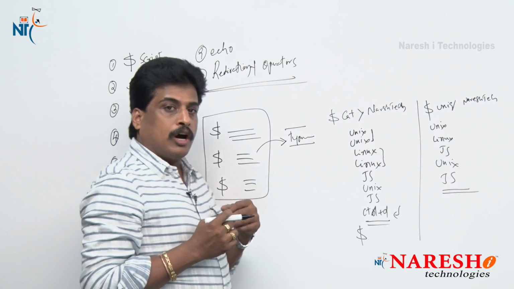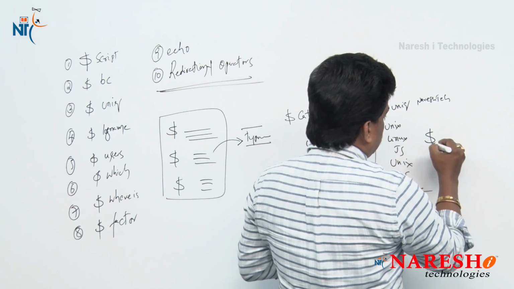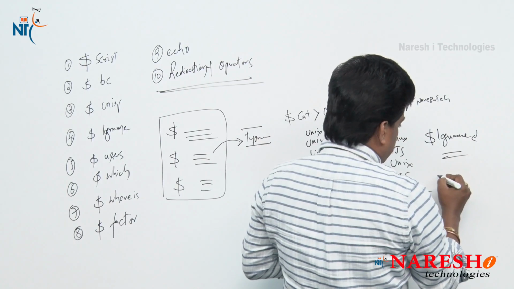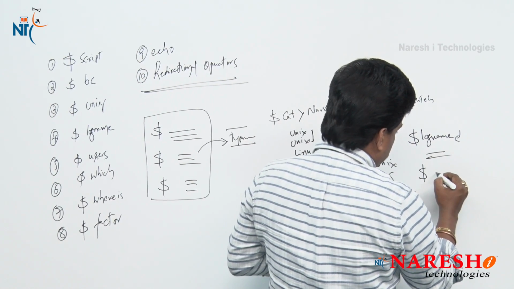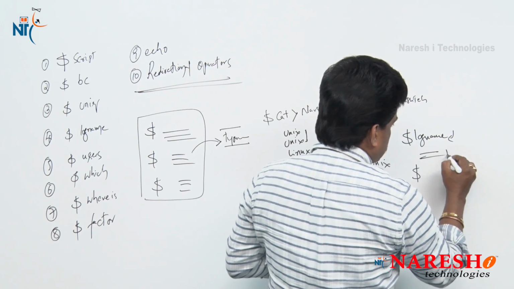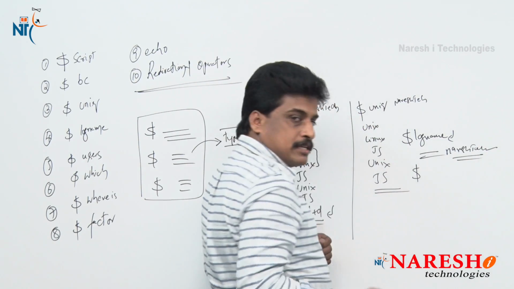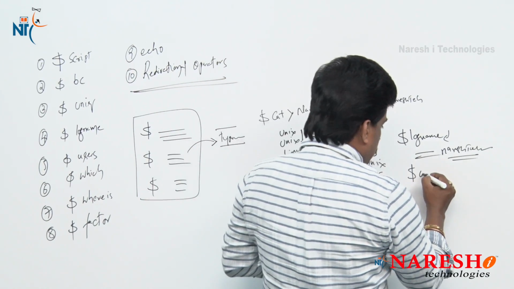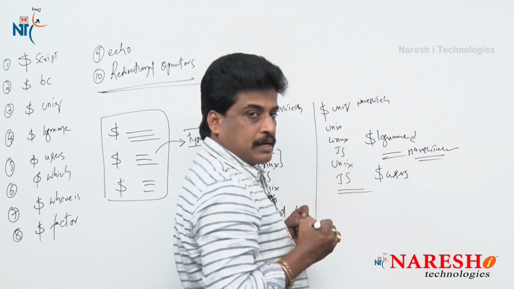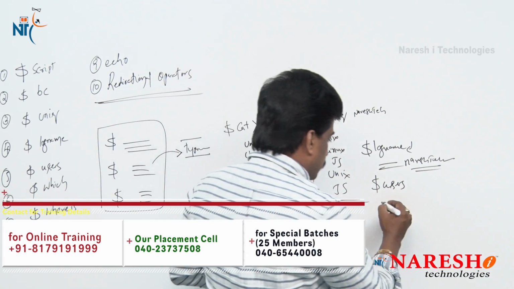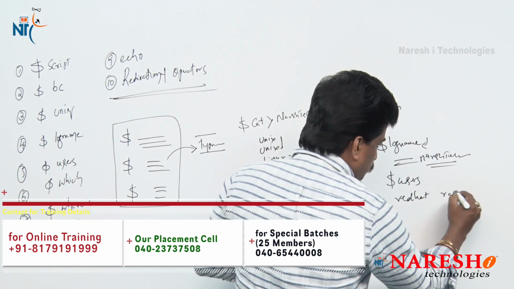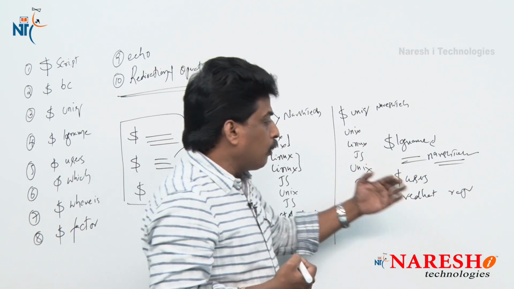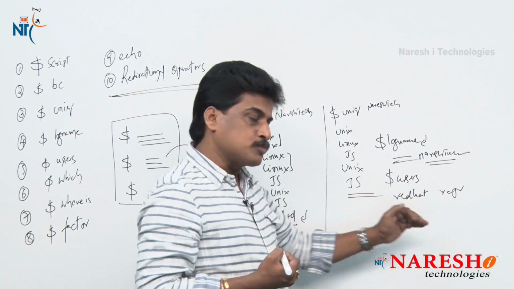Next one, logname. logname always displays the currently logged in username. Very simple command, easy. If I type logname, for example, I logged in as Naresh Technologies, it displays Naresh Technologies, and the prompt comes as usual. Next one is users. If you hit the users command, it displays how many users are currently logged in. For example, 2 users logged in, one is Red Hat, another one is Raju. Or 3 users or 4 users, all the users are displayed. That is users, a small command.